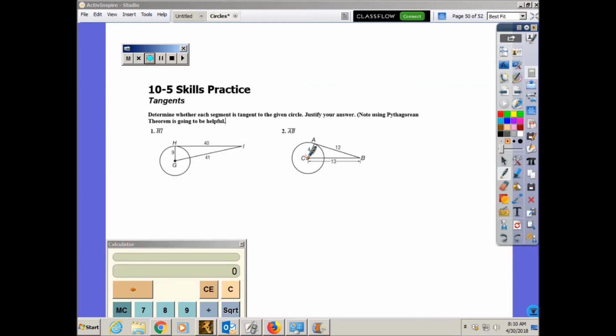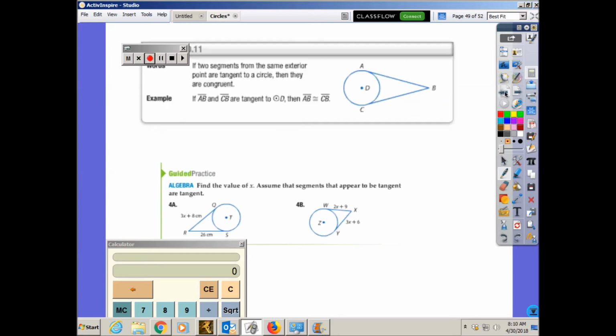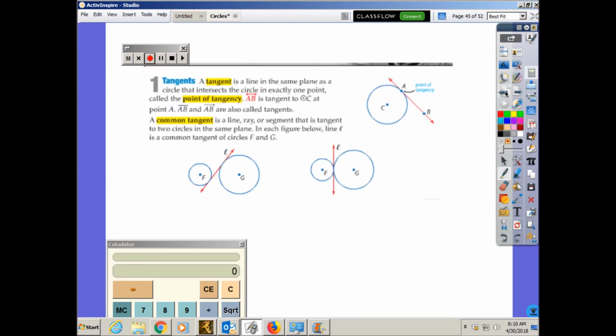We also did lesson 10.5 on tangents. So we're going to ask you, what is the definition of a tangent? If you didn't remember, you could go back to your notes and see that a tangent is a line in the same plane as a circle that intersects the circle in exactly one point. So now I'm going to ask you, what's the point of tangency? And it's kind of there, but I want the definition I gave you.